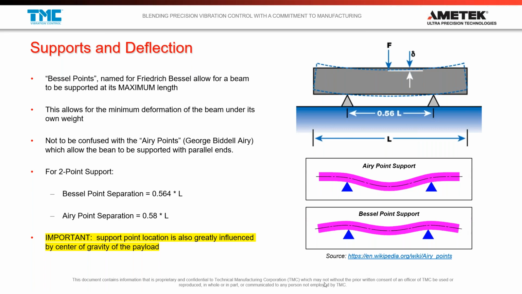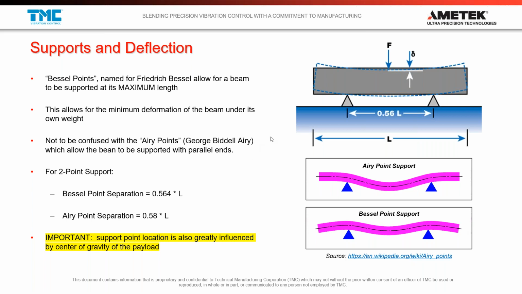Any structure is not infinitely rigid, but as you support something, it's going to sag under its own weight. And if you support it at what are called its Bessel points, you get the least amount of sag, you get the closest approximation of a straight line when you support it at these 2 points. So it's something that you really always want to be looking at when you're trying to decide where to support your optical table.